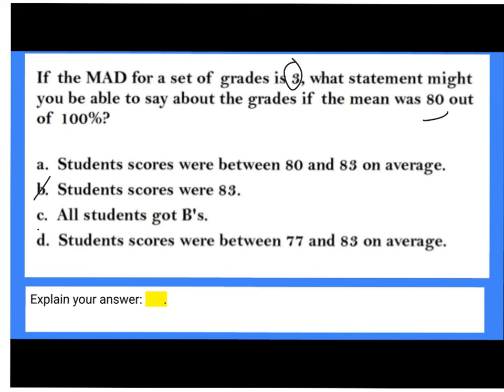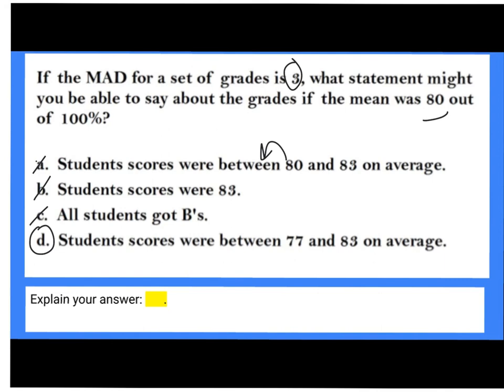Again, I think it's going to be D because it's 3 below and 3 above the average of 80. We don't think everyone got B's because they could have been below the 80. And this one didn't bring the numbers below. So remember, the mean is your middle, your average. Your MAD is your numbers in that direction, positive and negative.